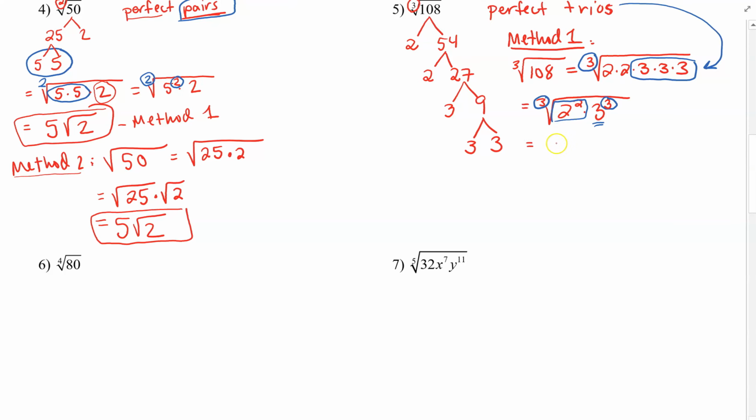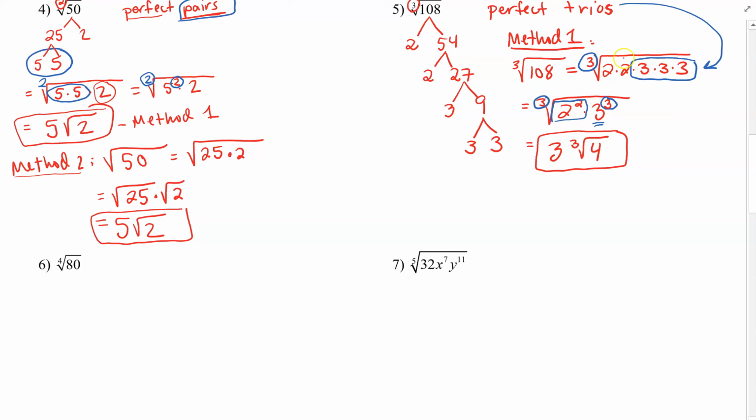So then this will equal 3 times the cube root of 4. 2 times 2 is 4. That's my final answer. I could take out 1, 3, because that was the cube root of 27, or the cube root of 3 times 3 times 3. That indicates a perfect root of 1, 3, so I bring that out.